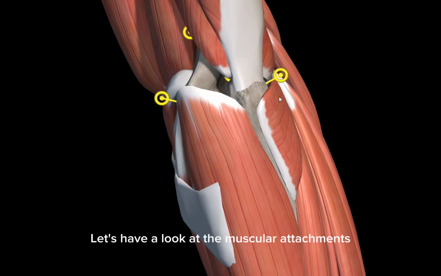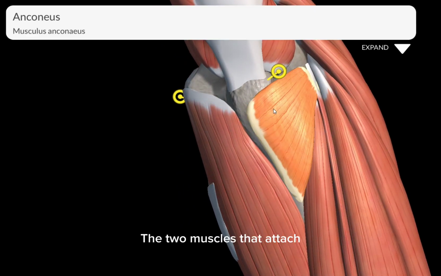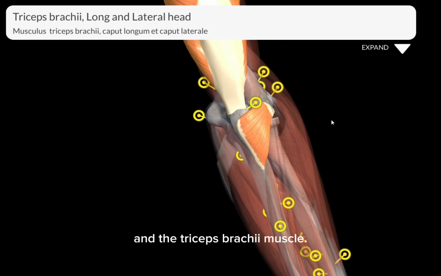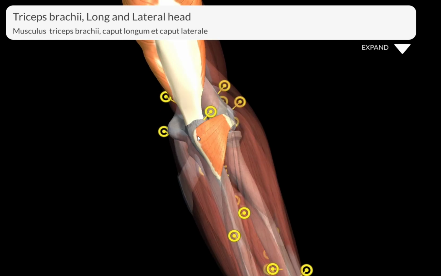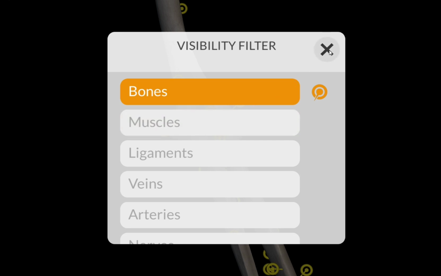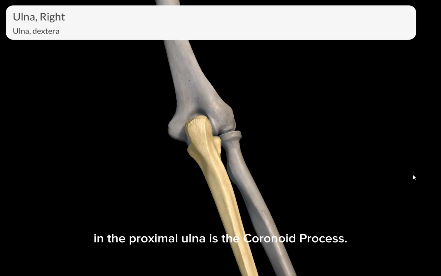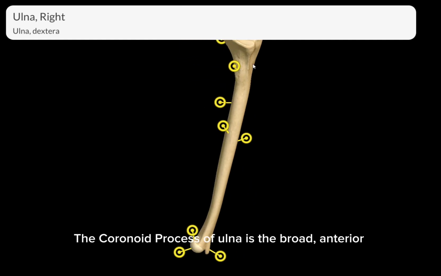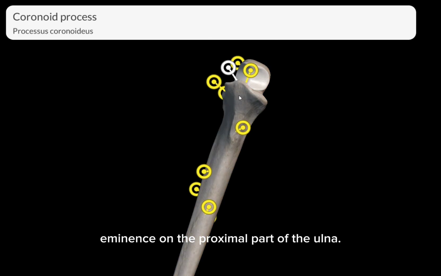Let's have a look at the muscular attachments at the olecranon process. The two muscles that attach at the olecranon are the anconeus muscle and the triceps brachii muscle. The next structure in the proximal ulna is the coronoid process. The coronoid process of the ulna is the broad anterior eminence on the proximal part of the ulna.